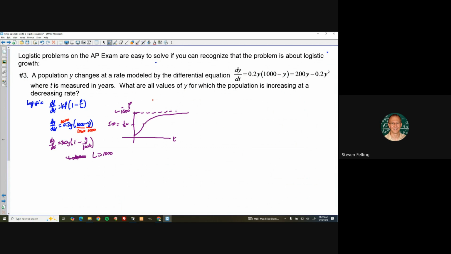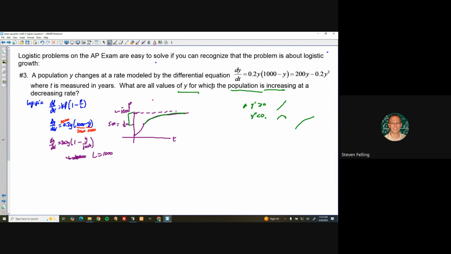So what is this asking? This is asking for the y values where the population is increasing, so that means the first derivative y prime is positive, but it's increasing at a decreasing rate. So this rate is decreasing, which means the second derivative would have to be negative. So I need something where the curve is increasing, but the concavity is down, which means the curve shape has to look like this. Well, where is that true? That's true here, right? The population is increasing, but it's increasing at a decreasing rate. And that means these are the y values.